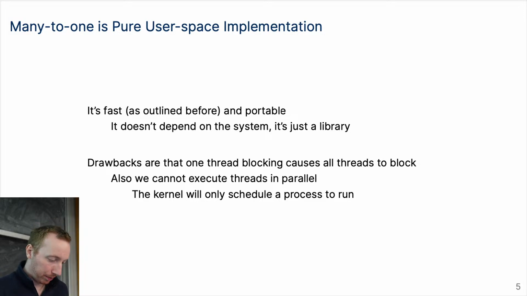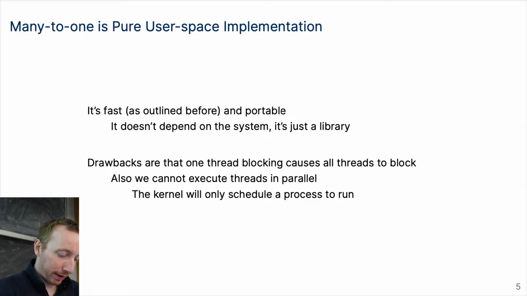So let's first talk about what we're going to do, and then I'll circle back and relate this back to the lab too. So many-to-one is the pure user space implementation. So it's fast, as we said before, and it's fairly portable because it doesn't depend on any specific kernel, right? You write it in C, which is essentially portable assembly, and it doesn't really matter what kernel you run on. You don't have to rewrite any threading code.